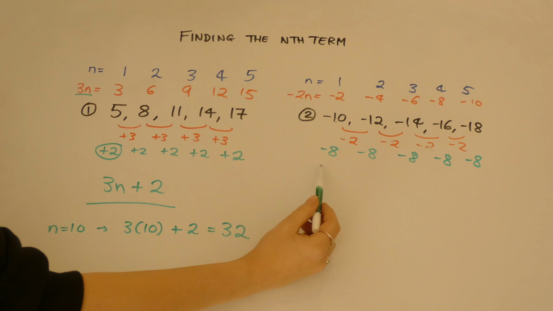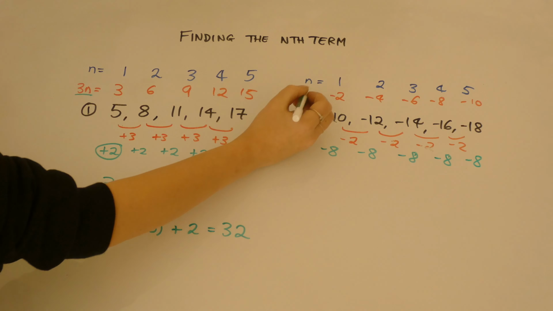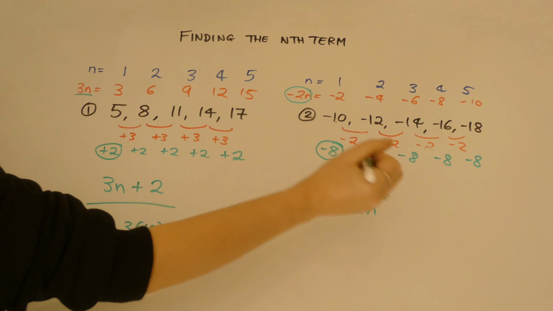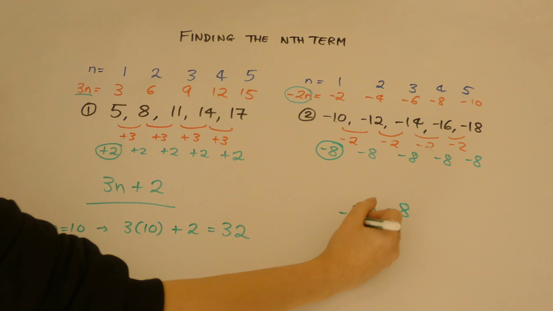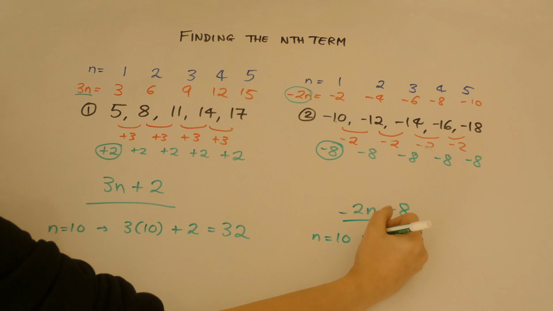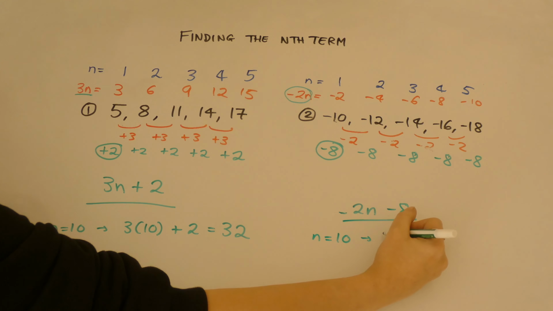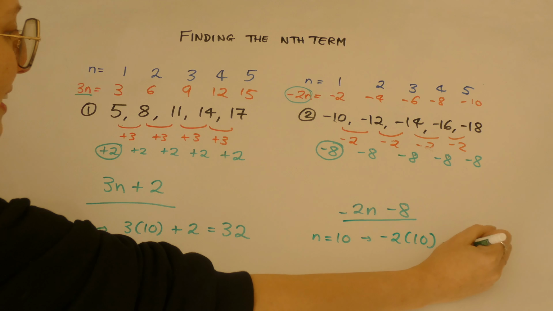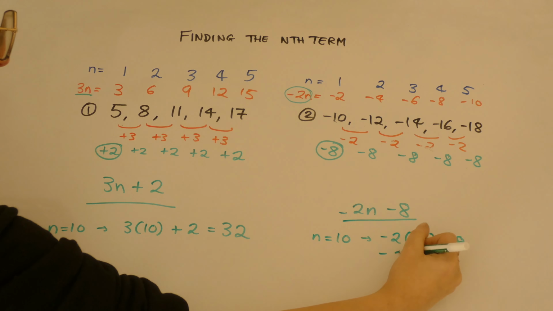So now again, because these are all constant, we found our nth term, so it's just minus 2n, and then this operation here, which is just minus 8. So if we were to find what the 10th term is, so that's when n equals 10, all we have to do is input it into our value of n. So we get minus 2 times by 10, minus 8. This just gives us minus 28.